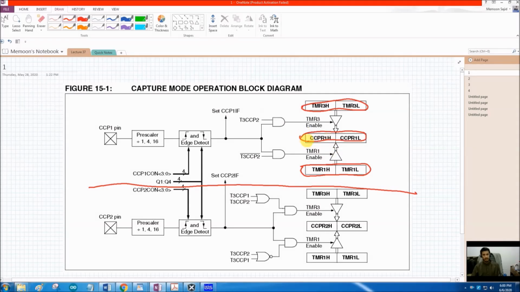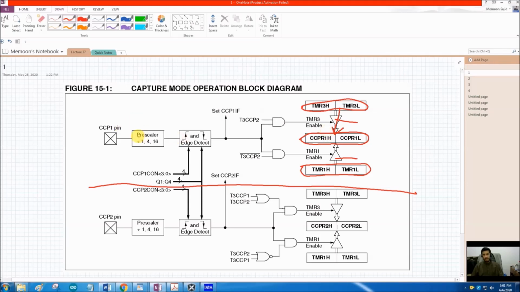And here we can see two more registers, CCPR1H and CCPR1L. They also combine to form a 16-bit register. And here we can see they are two one-sided buffers. Then there is this one-sided arrow coming from the timer register into the CCP register. So something is happening that is copying the data of this 16-bit timer register into the 16-bit CCP register.